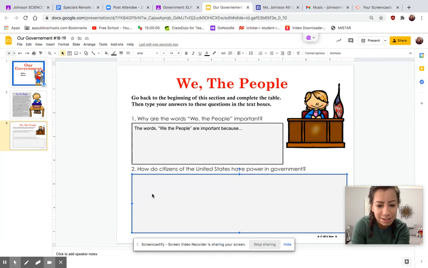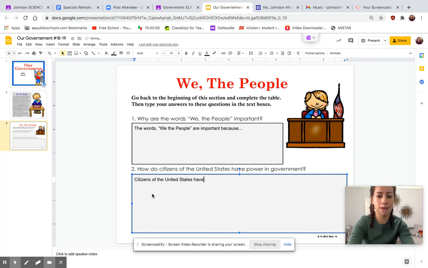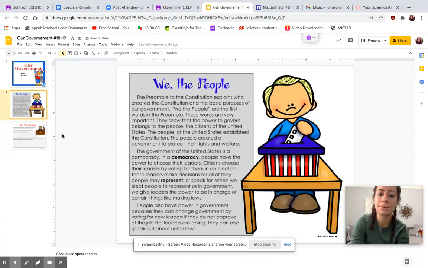Okay. How do the citizens of the United States have power in the government? Citizens of the United States have power in the government by what? Citizens do have power in the government, and they have power because they do something to help our government, and it's technically our duty as US citizens to do this. And if I look here, I can look at our government. Our government is our democracy, and it will tell us why we have a job as citizens in our government.